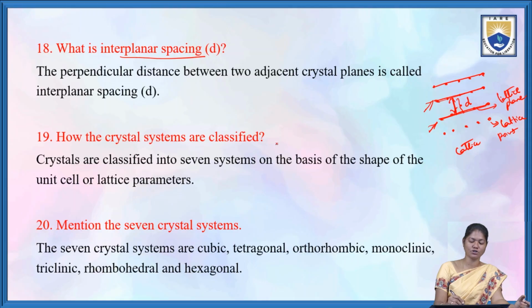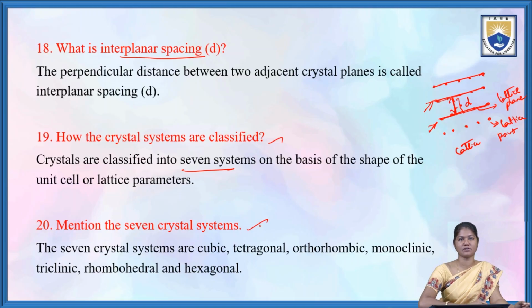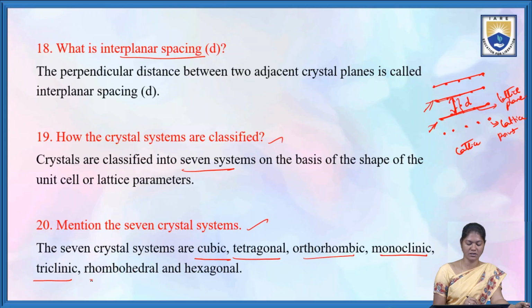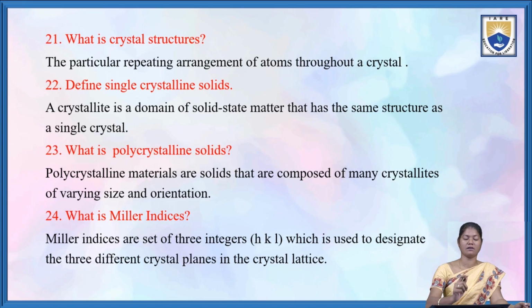How are the crystal systems classified? Crystal systems are classified into 7 on the basis of the shape of the unit cell or lattice parameters. Mention the 7 crystal systems. The 7 crystal systems are cubic, tetragonal, orthorhombic, monoclinic, triclinic, rhombohedral and hexagonal. What is a crystal structure? The particular repeating arrangement of atoms throughout a crystal is called crystal structure.